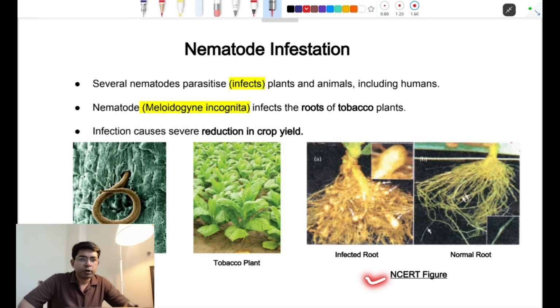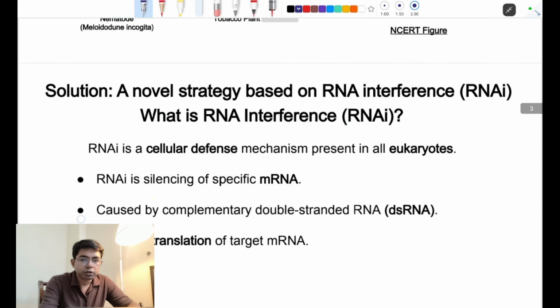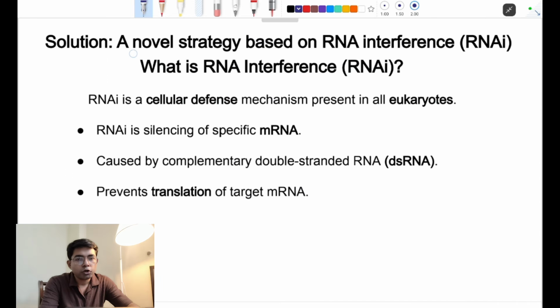So, the basic point once again: nematode infects plants, animals as well as humans. The nematode Meloidogyne incognita infects the tobacco plant. Which part? The root. And what does it do? It reduces the yield of tobacco. Now, if we have understood this problem, what is the solution? The solution of this problem is a novel strategy, and that novel strategy is called RNA interference.